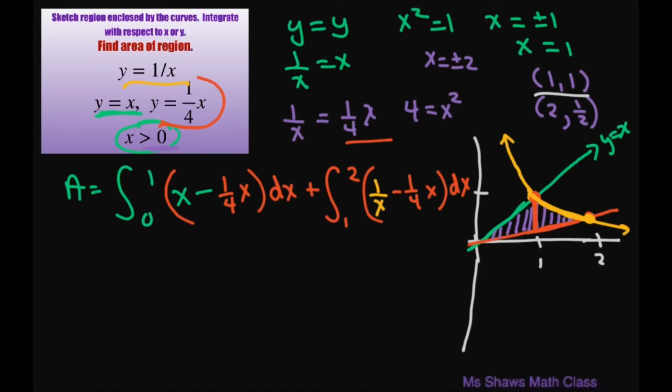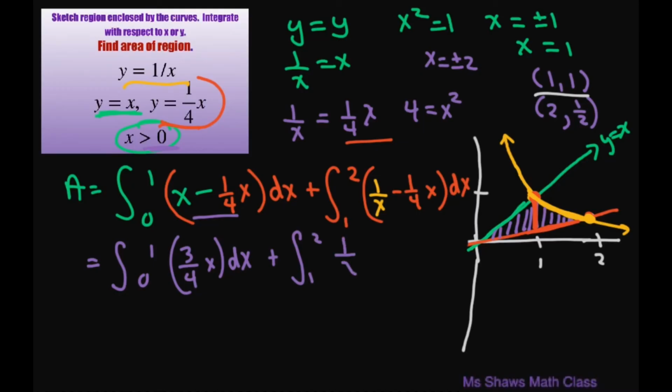And now let's simplify this. This is going to equal the integral from 0 to 1. This is just going to be 3/4 x dx. And this one's still going to be the same, 1 to 2, 1 divided by x minus 1/4 x dx. I'm going to integrate here, and then I'm going to move to another slide, so you might want to copy it down.